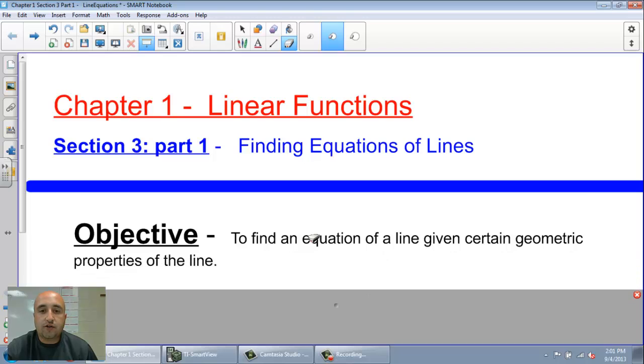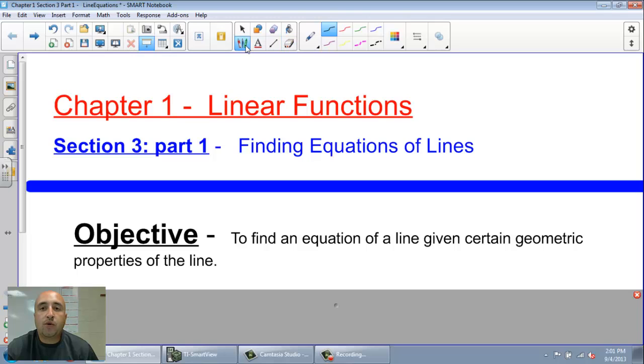The objective of this particular section is to find an equation of a line given certain geometric properties of that line. They're going to give you slope or a couple points or the y-intercept and the x-intercept. So we're going to run through a bunch of examples that give you different pieces of information, all coming up with the original equation for the line.